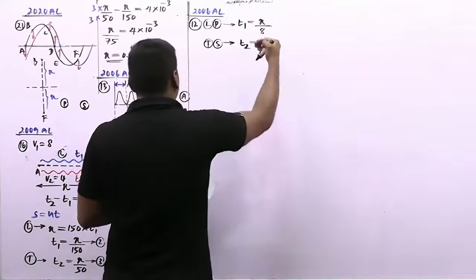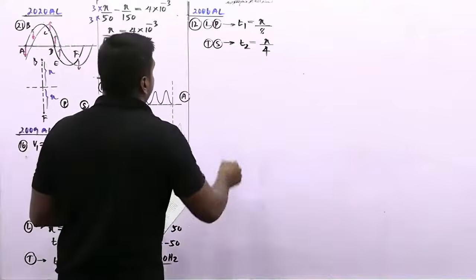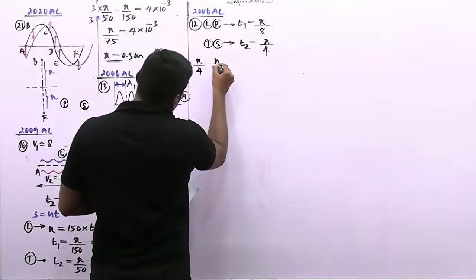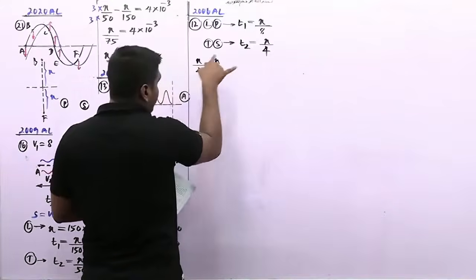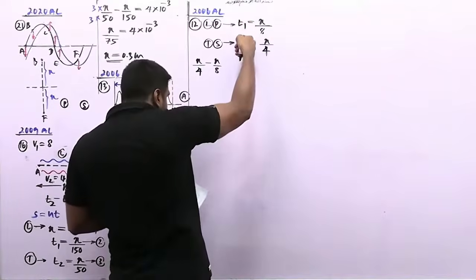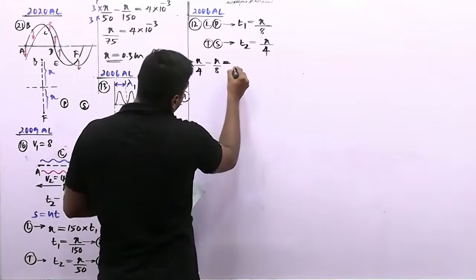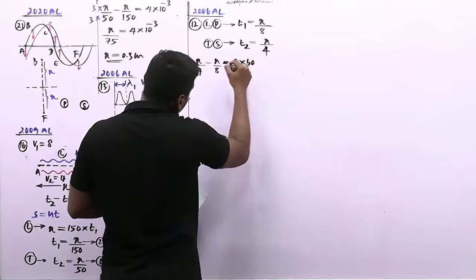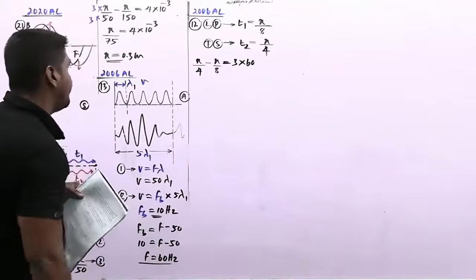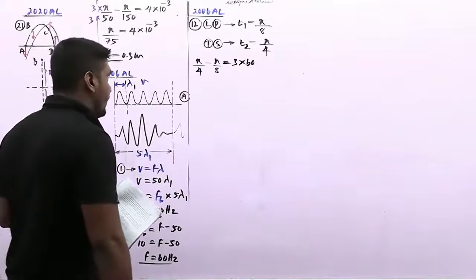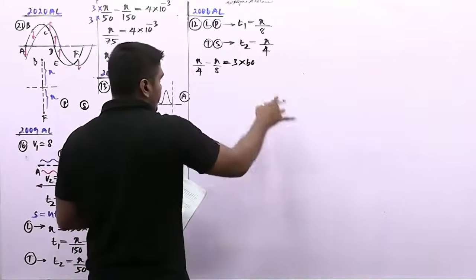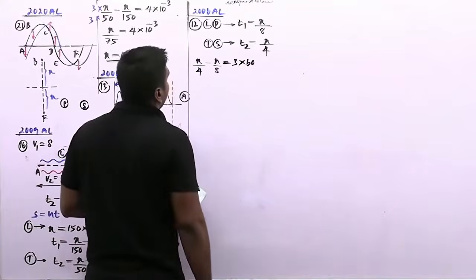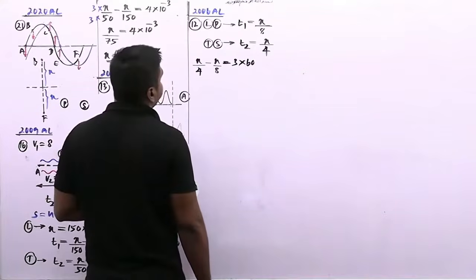Therefore, x over 4 minus x over 8, the difference between t2 and t1, must be equal to the 3 minute delay. If you convert 3 minutes into seconds, 3 into 60, then you can find x easily.